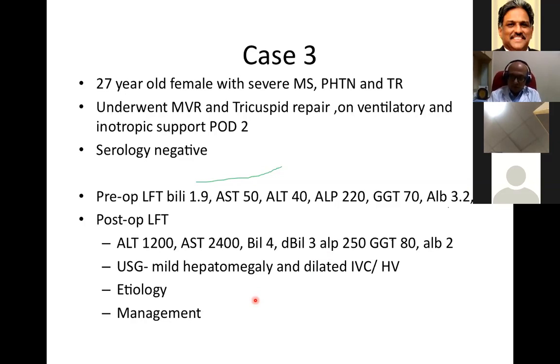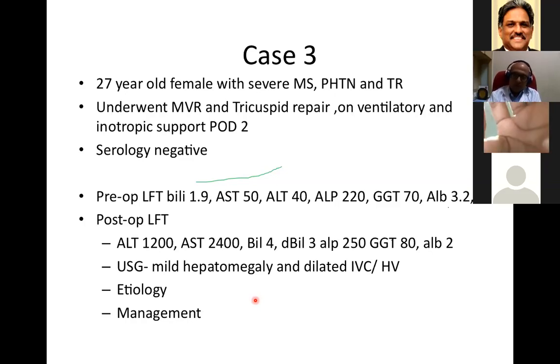So there may be transient abnormalities in liver function tests after cardiac surgery. We have seen this in patients who have been on bypass, where they get an ischemic hit. We have seen this in patients who have had cardiopulmonary resuscitation and then have a rise in liver function tests. So there are multiple reasons.